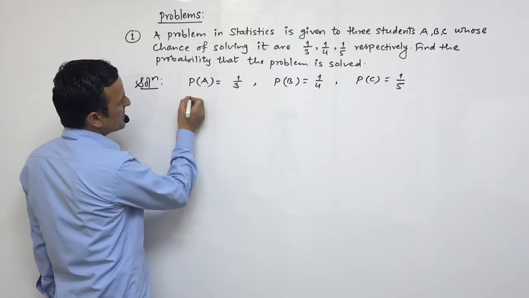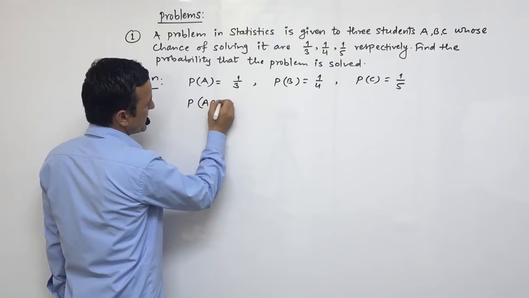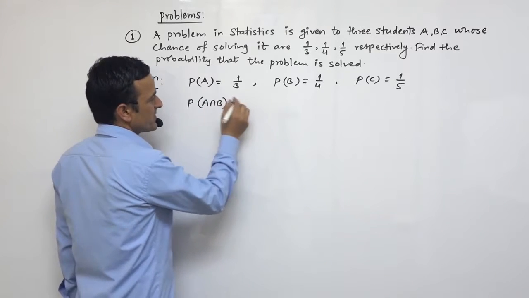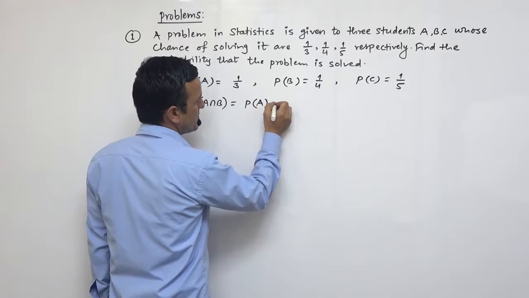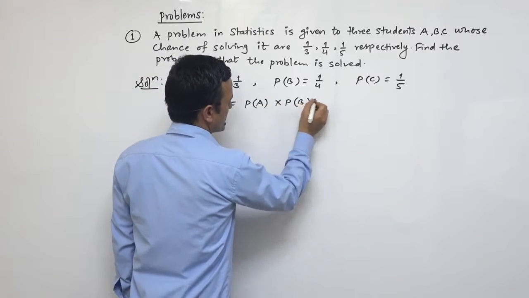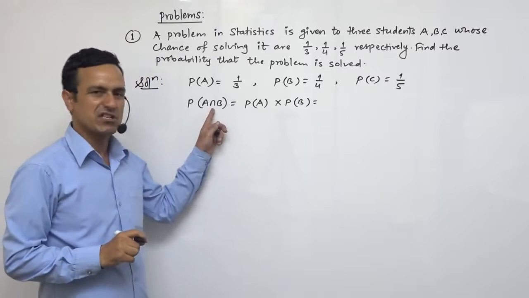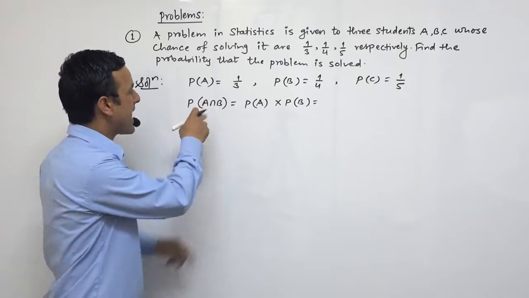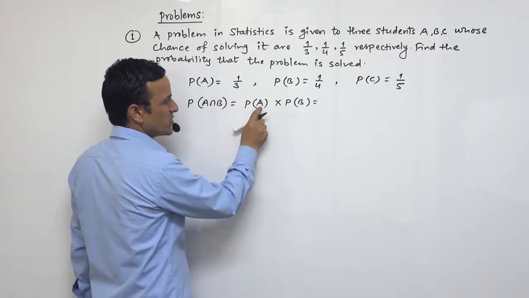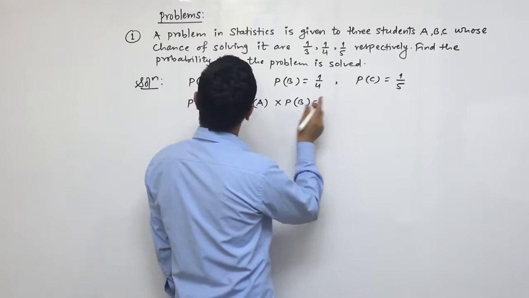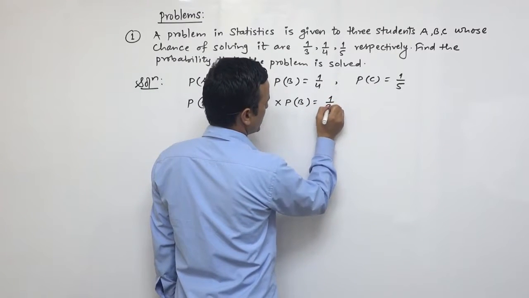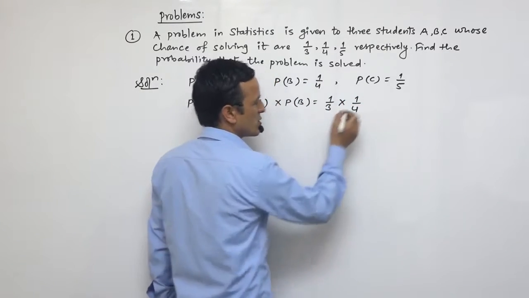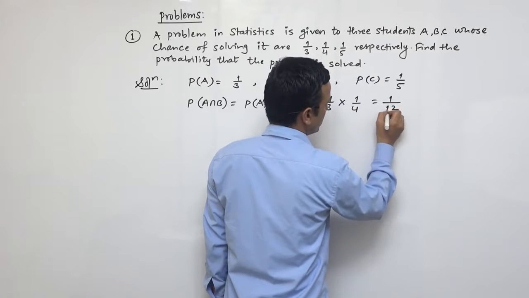So we can find P(A intersection B). How to find A intersection B? For this we write P(A) into P(B). This is the formula of the multiplication theorem. So the probability of solving this question by A and B both, we apply this formula P(A) into P(B). The value of P(A) is 1/3 and the value of P(B) is 1/4. So in total we have 1/12, since 3 4s are 12.